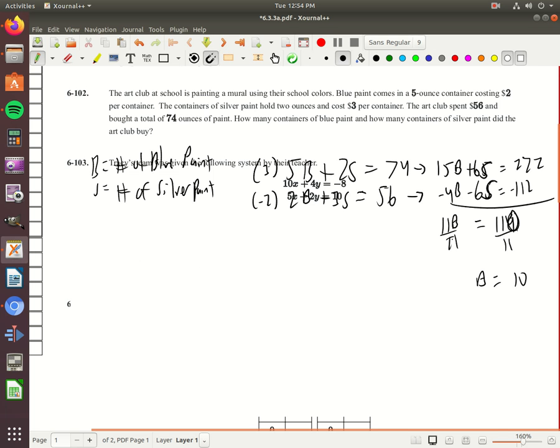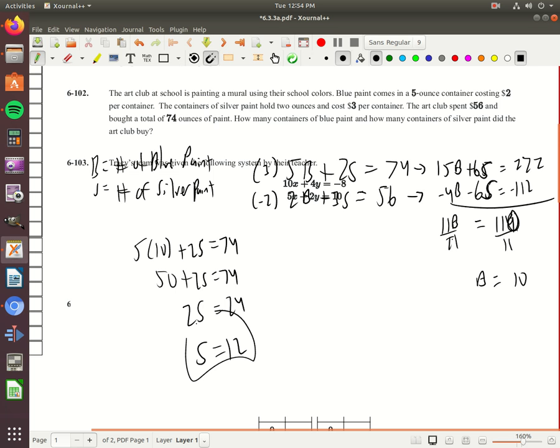So I'll take that 5b plus 2s and I will plug in 10 for b and solve. So I get 50 plus 2s equals 74. Subtract 50 from each side, I get 2s equals 24. So s is going to equal 12. So I have 12 cans of the silver paint and 10 cans of the blue paint.